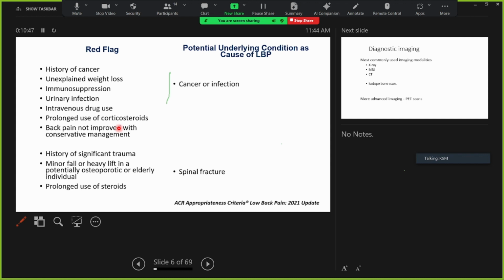And there's another one, spinal fractures. That also can give rise to backache. So then you can take the history, whether there's any history of trauma, recent trauma, or prolonged use of steroids that will weaken the bone, or minor fall, or some kind of lifting heavy weight, elderly patient or known patient with osteoporosis.